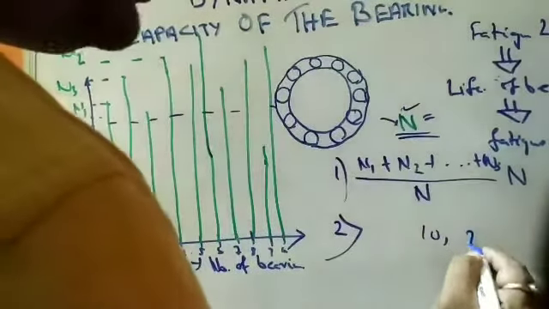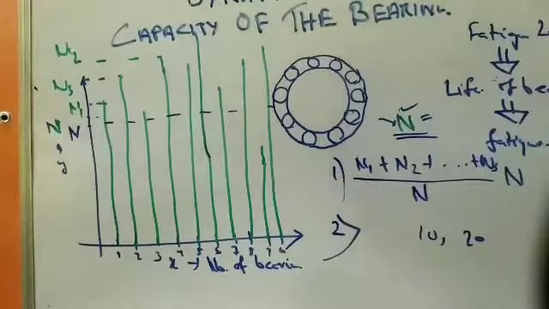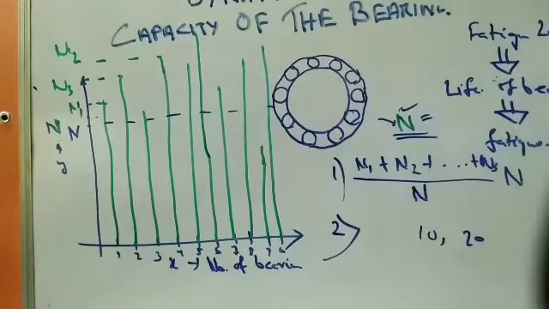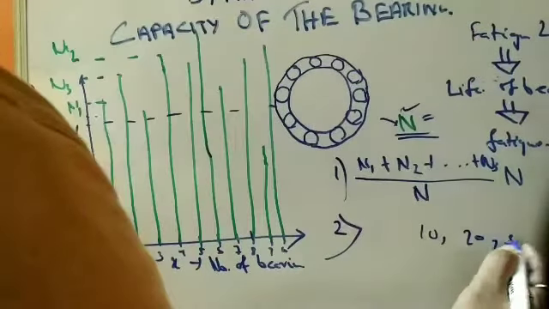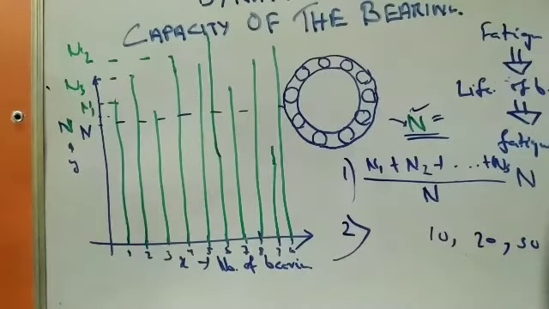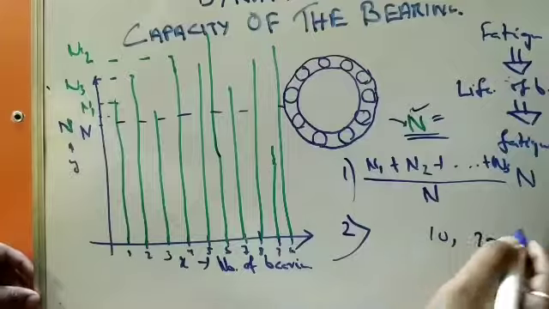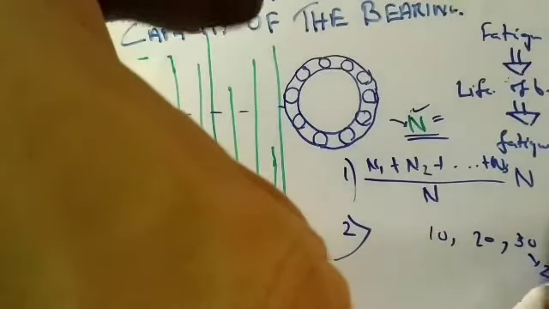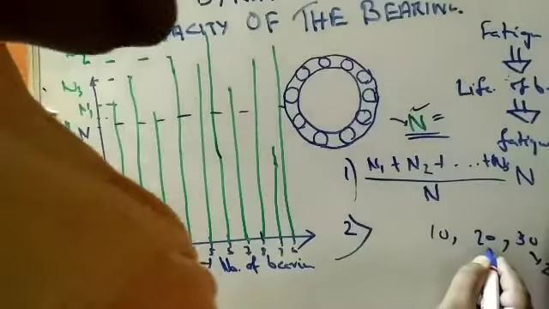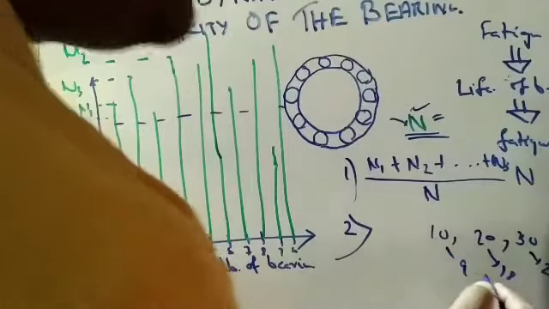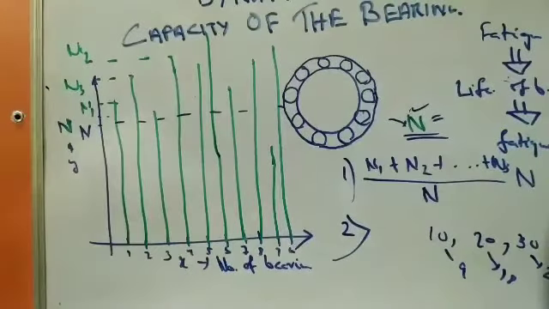If you take 20, there should be 18 bearings which have achieved the value of n before the first fatigue failure occurs. If there are 30, then 27 bearings have achieved this value of n. If 20 bearings are there, 18 bearings have achieved the value of n, and if 10 bearings are there, 9 bearings have achieved the value of n. So we go for a factor of 90%.